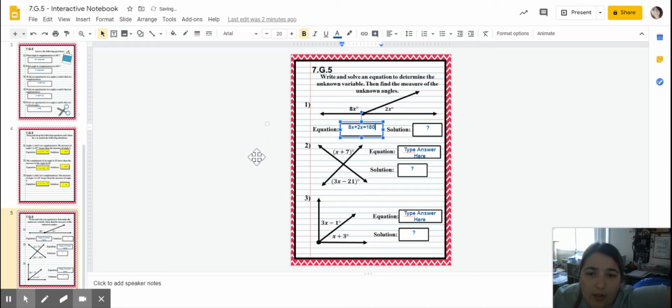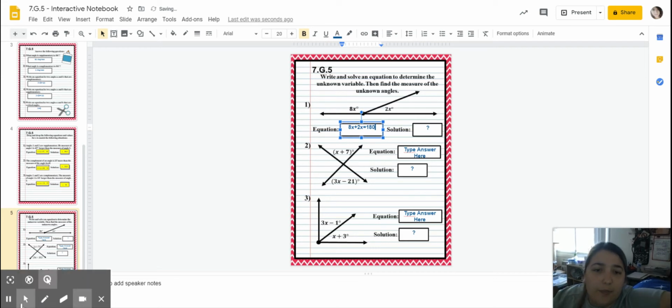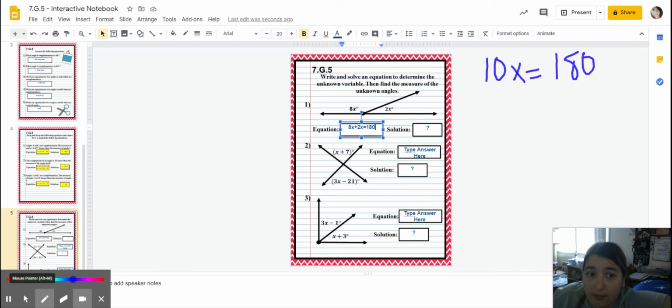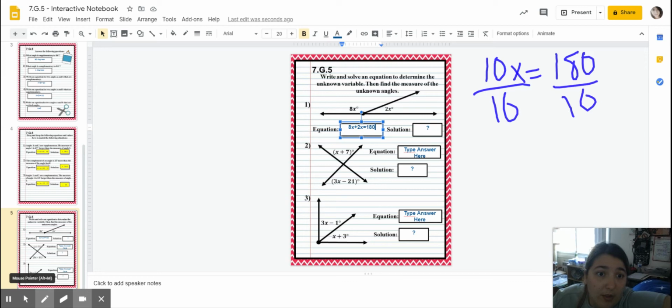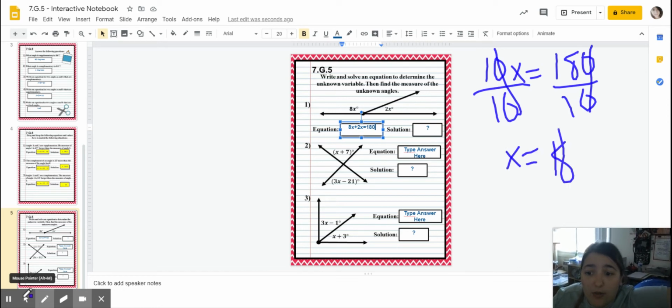And then we've got to figure out our solution. So we're going to solve that right over here. Now we have two like terms here, and we combine 8 plus 2 together. We have 10x, right? So we have 10x is equal to 180. Well, that's pretty simple to solve, isn't it? Divide by 10, divide by 10. Okay, so far so good. We can cross out these zeros because they're both in the last place, which gives us 18 over 1, and our x equals 18. That's pretty simple, straightforward. So we have x equals 18. Let's go ahead and type that into our solution box.